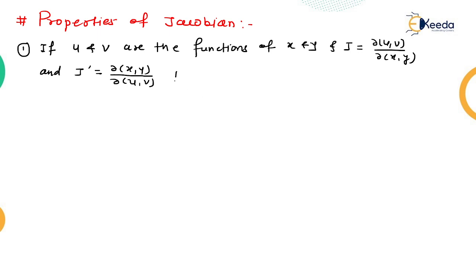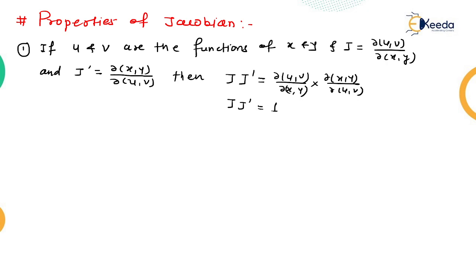Then you just assume J and J'. J times J' is equal to ∂(u,v)/∂(x,y) into ∂(x,y)/∂(u,v). I hope you understand that this uv and this uv cancel, and you get the result J J' equal to 1. So that is the first property we discuss here: J into J' is equal to 1. I hope you understand this.